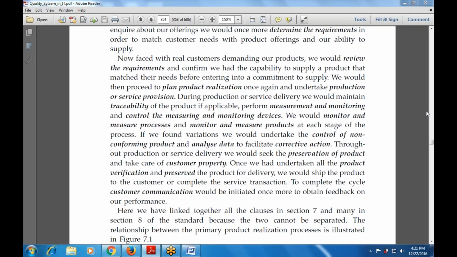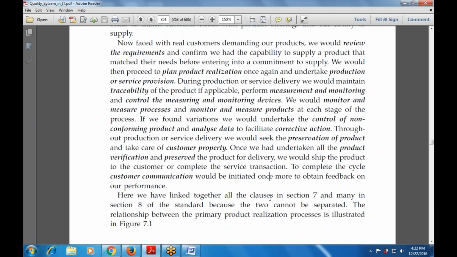And once you have undertaken all the product verification and preserved the product for delivery, we would ship the product to the customer or complete the service transactions. And to complete the cycle for customer satisfaction, customer communication will be initiated once more to obtain feedback on our performance. So we have linked together all the clauses in section number 7 and only used them with section number 8 of the standard, because the two cannot be separated.